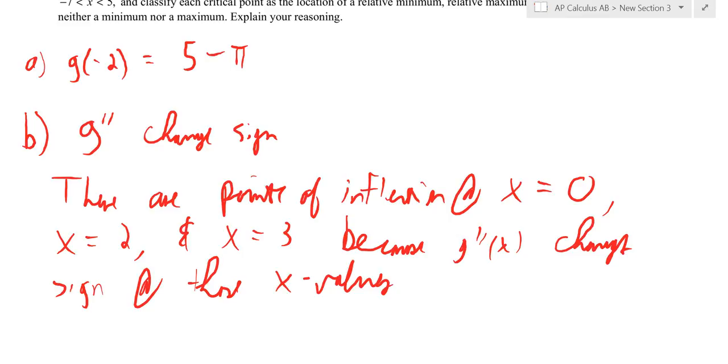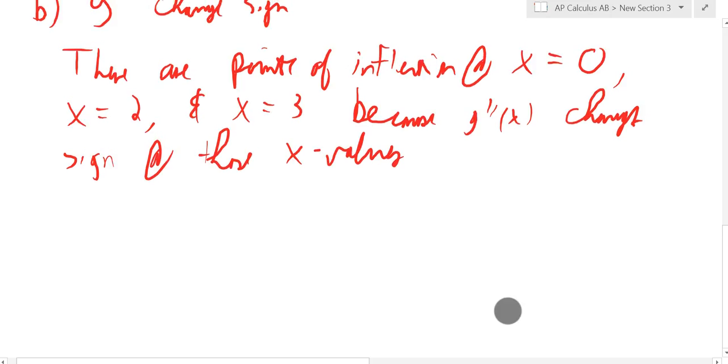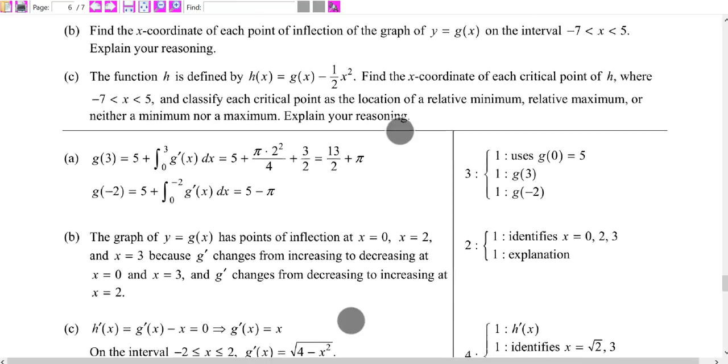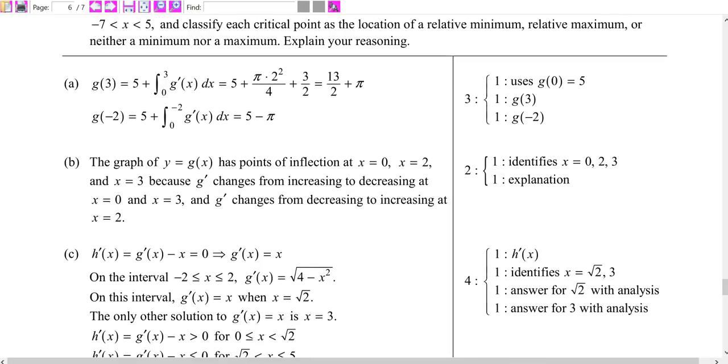Okay? That's it. And look, if we scroll over to their answer key, which is right here, they're specifically saying, look, at 0, 2, and 3, because g prime changes from increasing to decreasing. But if you say that, you can't say changes direction. All right? You got to say specifically it's changing from increasing to decreasing. We're talking about g prime now at 0 and 3, right? And it changes from decreasing to increasing at 2. Or you can just say the second derivative is changing sign at those values. That's the same exact reasoning.